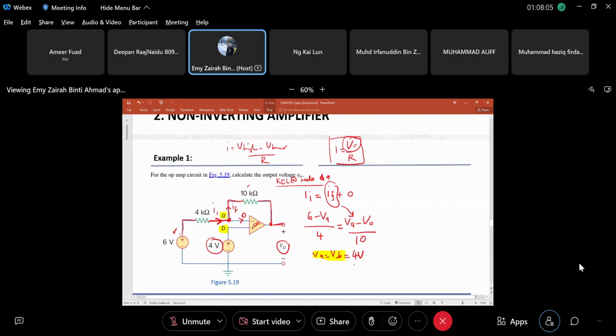So you substitute this VA, and at the end you will get V output, right? So let's do this. We substitute: 6 minus 4 divided by 4 equals 4 minus V output divided by 10. So 2 over 4, you simplify it and then you will get at the end the output equals minus 1 volt.